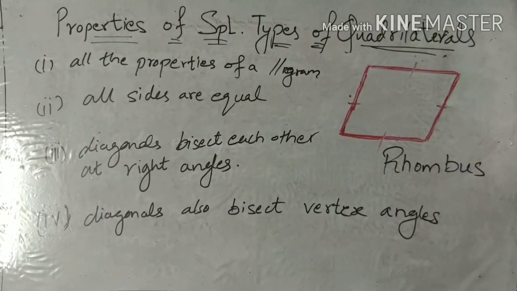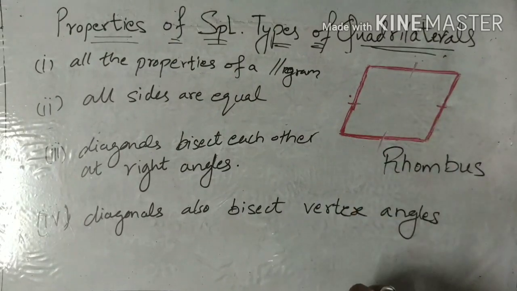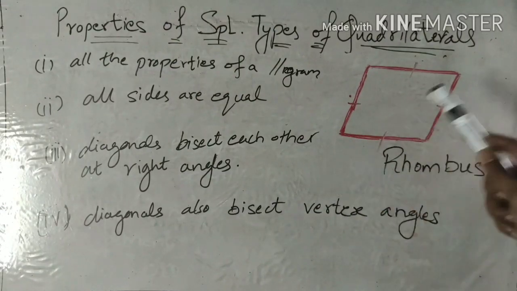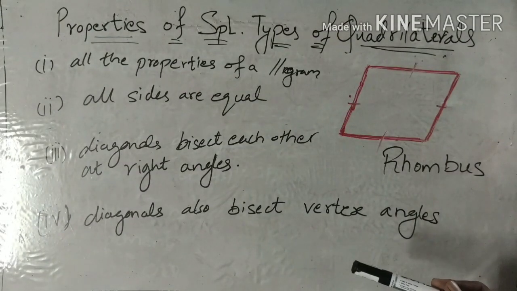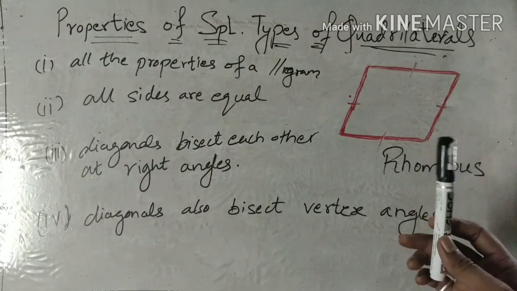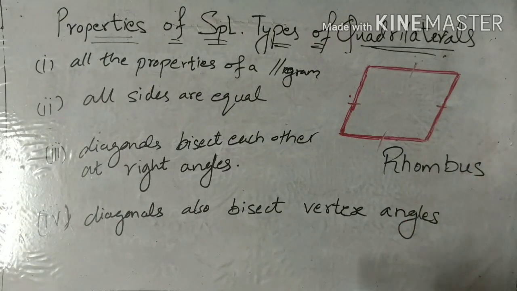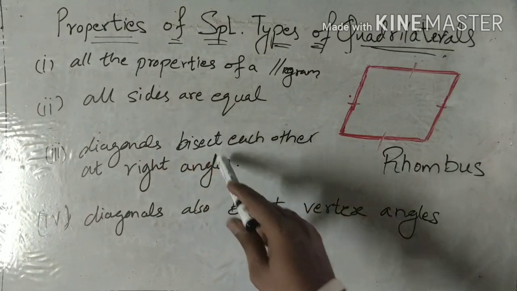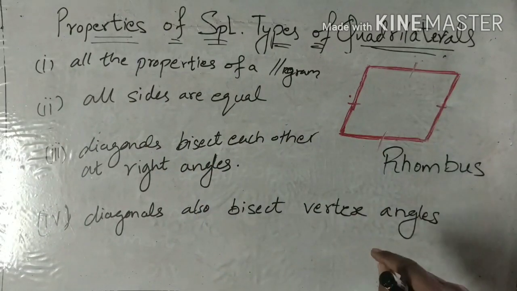Now rhombus is a special type of parallelogram which has all the properties of a parallelogram. That means the opposite sides are parallel, the opposite sides are equal, the diagonals bisect each other. In addition to that, there are a few special properties which differentiate a rhombus from a quadrilateral. That is, all sides are equal. That means not just opposite but all the sides are equal.